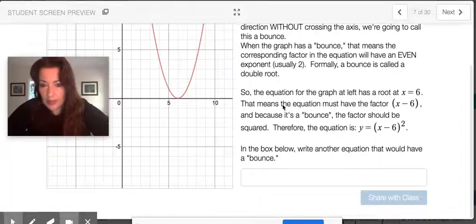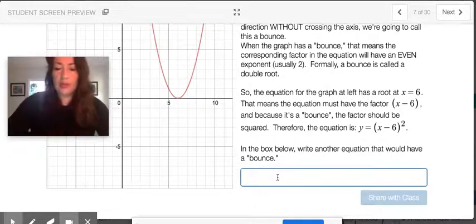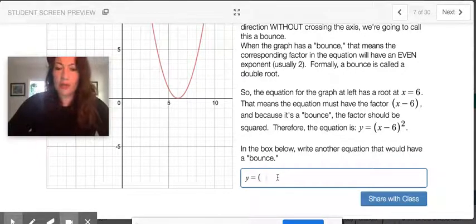So let's take a look. So the equation for the graph has a root at 6. That means it will bounce at x equals 6. In the box below, write another equation that would have a bounce. Okay, so in this case, you can write any equation you like, again, as long as the degree is even.